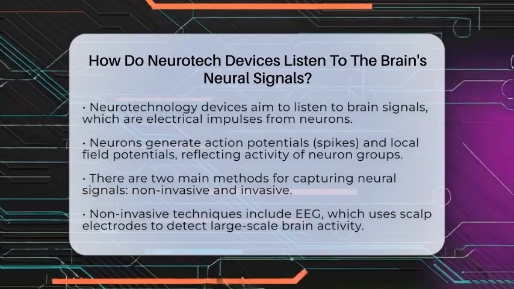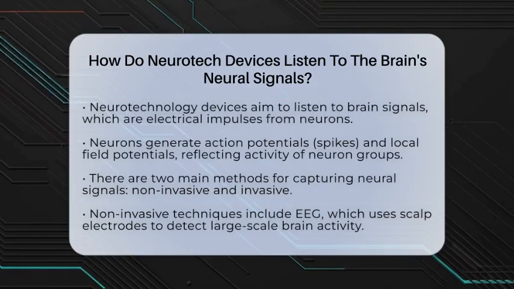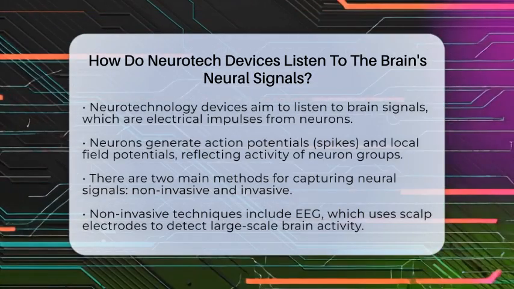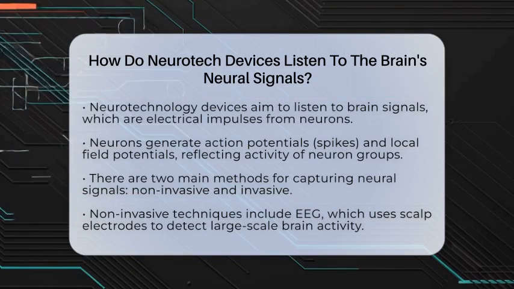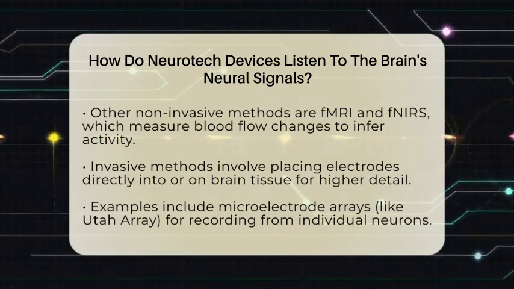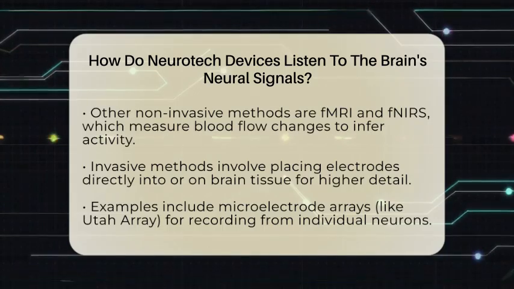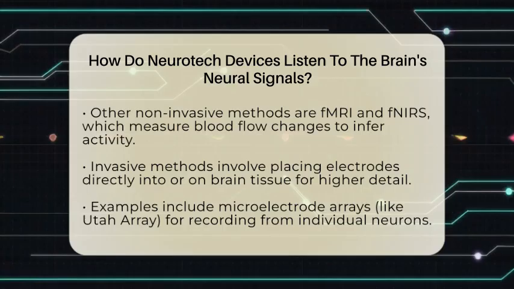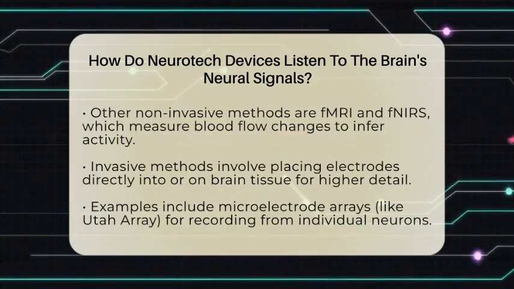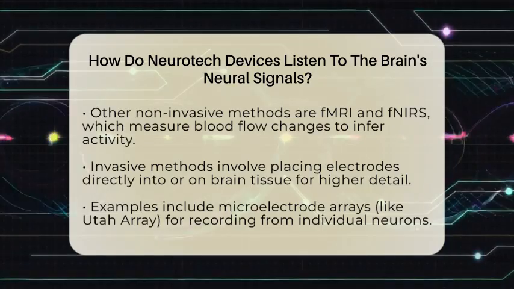The first is non-invasive, meaning they don't need to penetrate the skin or skull. The most common method here is electroencephalography, or EEG. EEG uses small electrodes attached to the scalp to detect the electrical activity of large groups of neurons in the brain's outer layer. It's safe, quick to set up, and widely used, but it has lower spatial resolution, meaning it can't pinpoint exact locations very precisely.